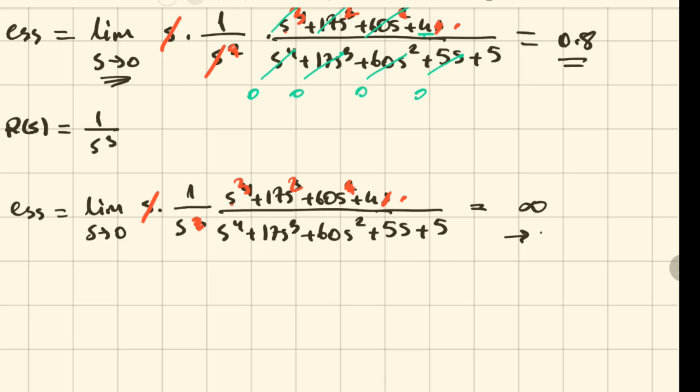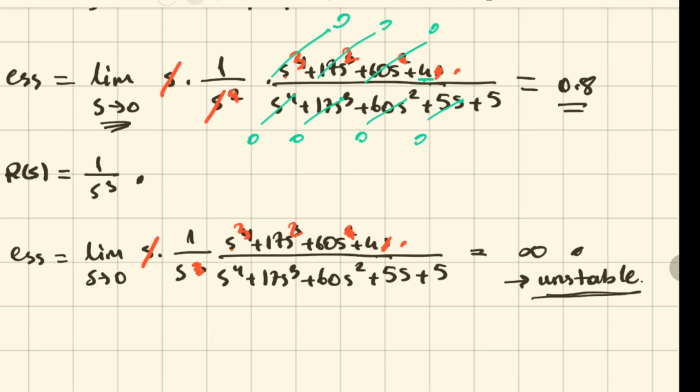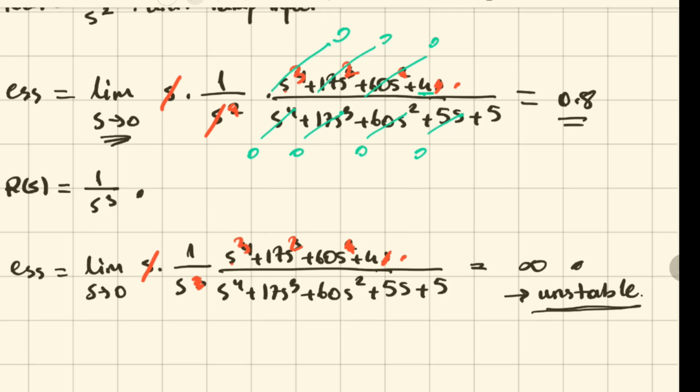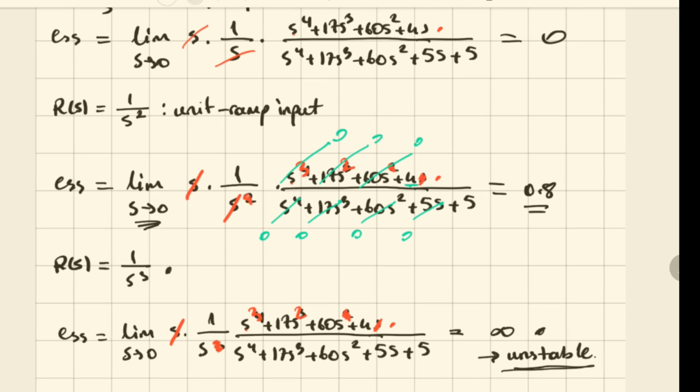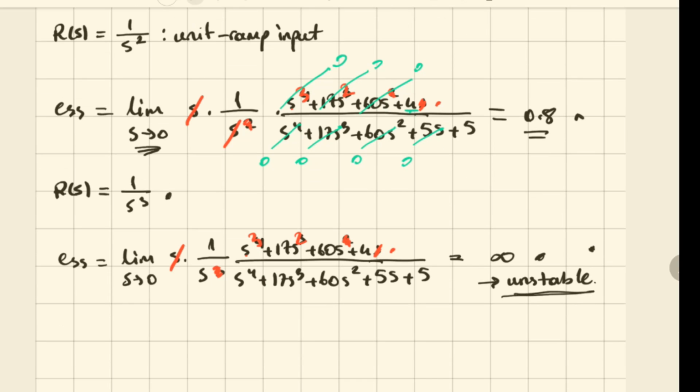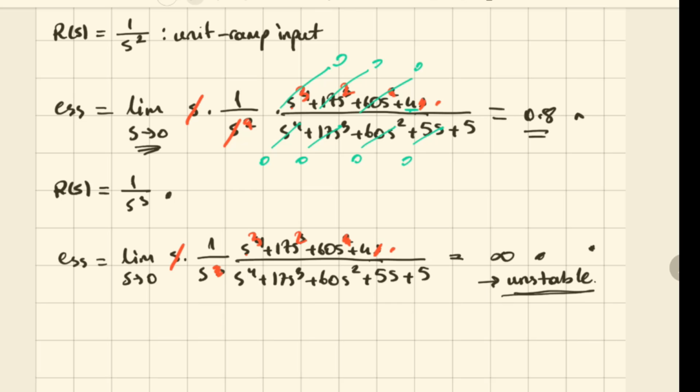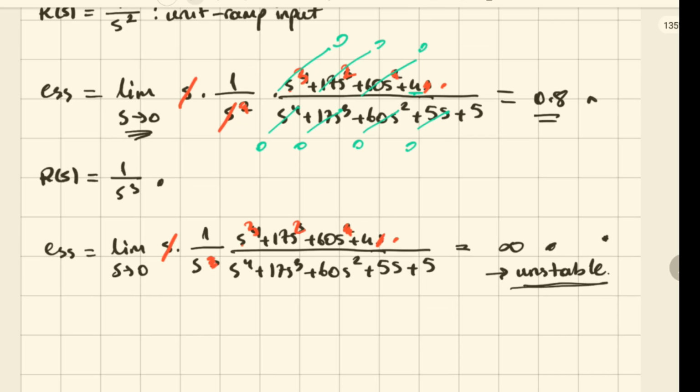Okay, so we can say this system will be unstable, because we apply a finite input to the system but we get infinite output from the system. So this system will be unstable. The system is the same, but according to the test signal or input signal, the steady state error can be 0, 0.8 or infinite, stable or unstable, as you see. Okay, all of them are important.